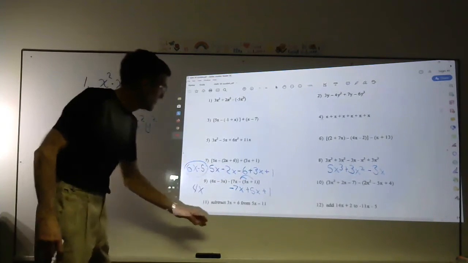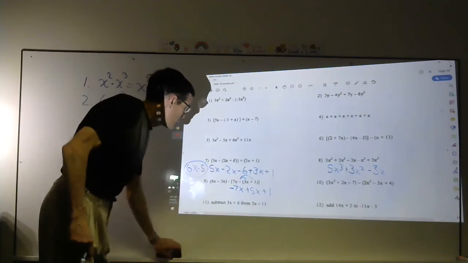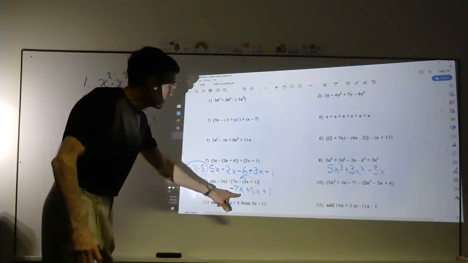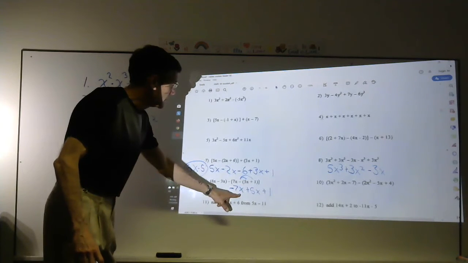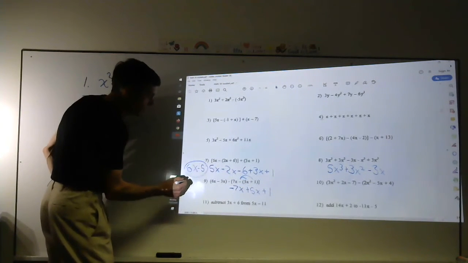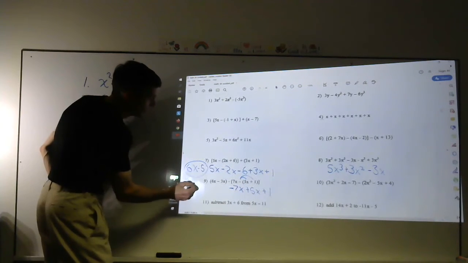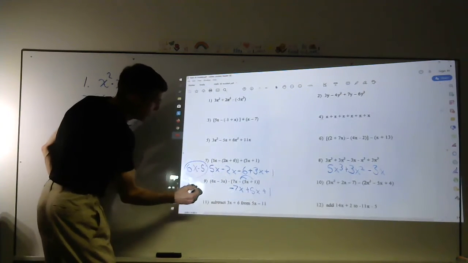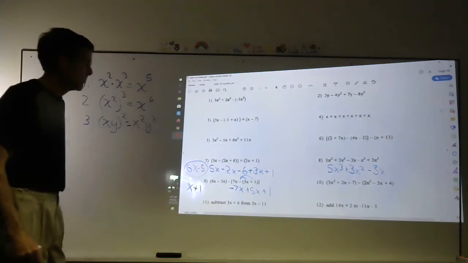Start all over again. 6x minus 3x is just 3x. 3x minus 7x is a negative 4x. Negative 4x plus 5, subtract and give it the sign of the biggest, is 1x. And the only number that we have here is the plus 1. So it's x plus 1.